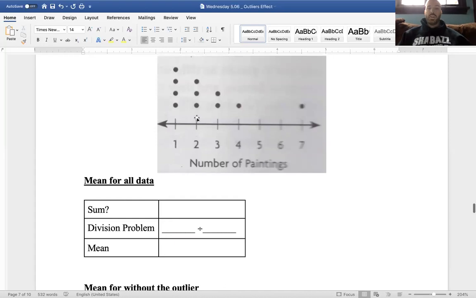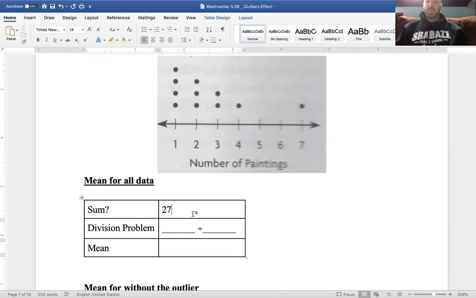Okay, first thing we're gonna do. This is 1, 2, 3, 4, 2, 4, 6, because this is 2, this is 2, this is 2. So 6 plus 1, 2, 3, 4 gives me 10, plus a 3, 13, plus another 3, 16, plus 4, 20, plus a 7 gives me 27.